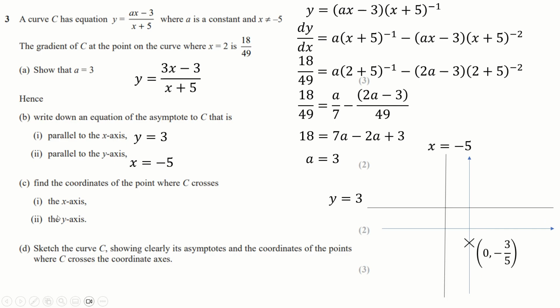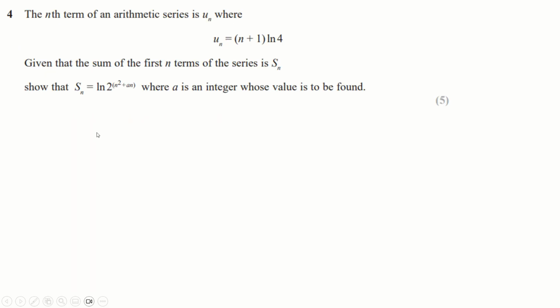It also wants the coordinate where it touches the x-axis. So just make y equal to 0. Times by x plus 5, so that goes away. Add 3, divide by 3, get x is 1, so it goes through 1, 0 here. And our C-shapes look like this and this, and we're done. That's the entire question then, I guess. So good. Question number 4 then.